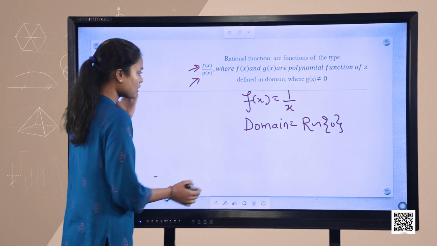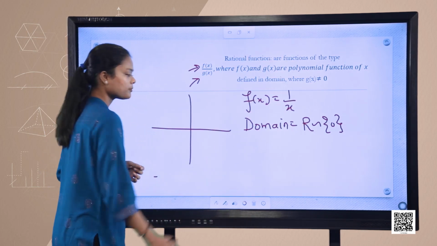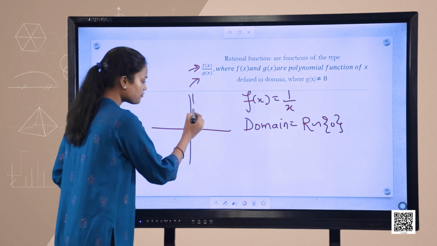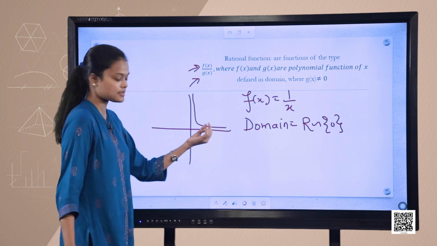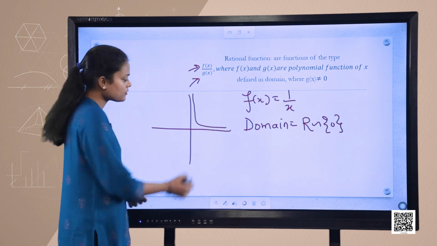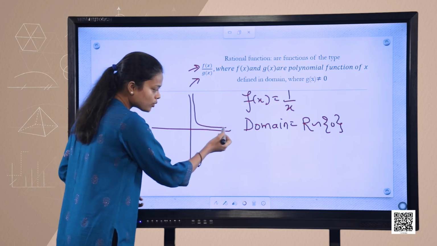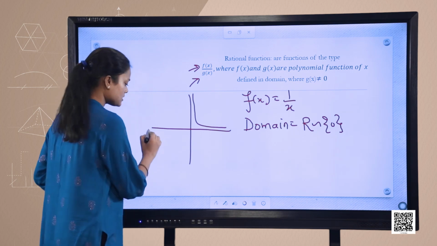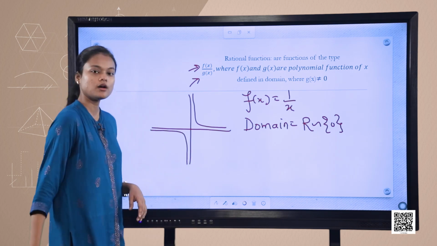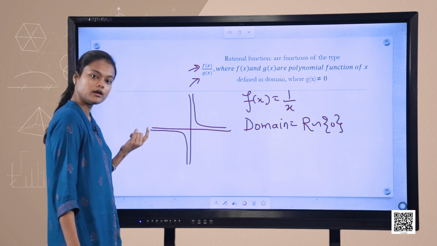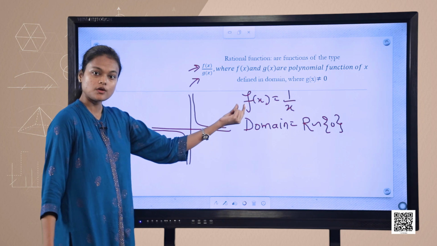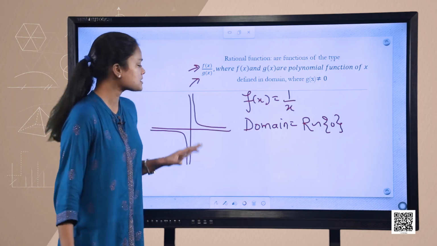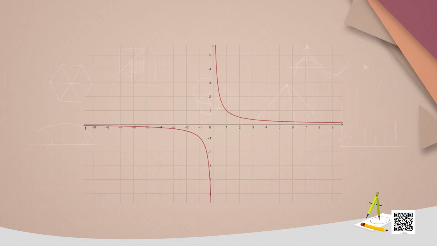Now, on plotting the graph, it is interesting to know that the graph of this function will form like this: whenever we take x bigger and bigger, the value of f(x) will come closer to 0, but it will not be 0. Similarly, when we take the value of x smaller and smaller, the value of f(x) will be closer to 0, but it will not be 0 again.